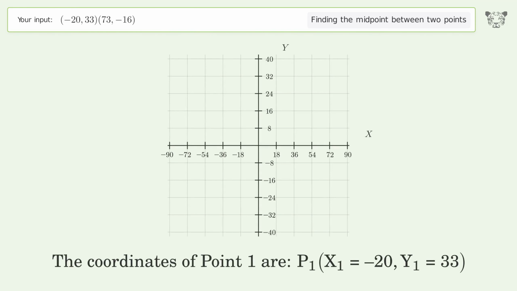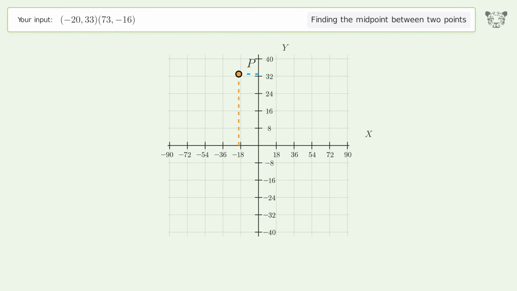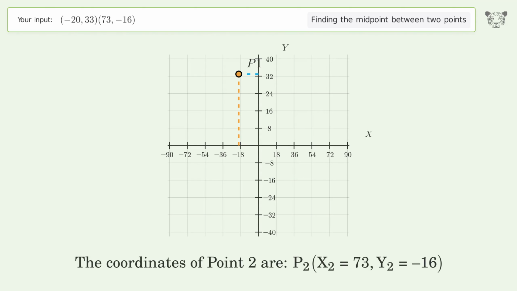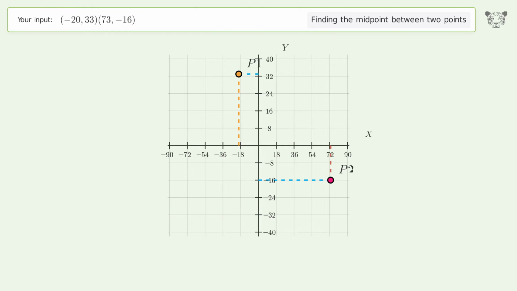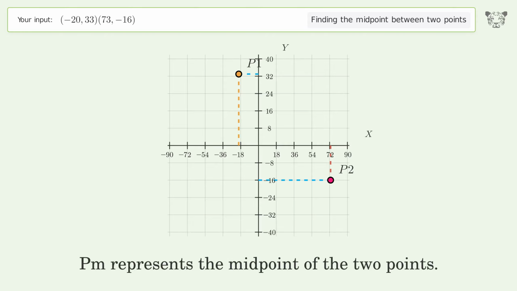The coordinates of point 1 are x1 equals -20, y1 equals 33. The coordinates of point 2 are x2 equals 73, y2 equals -16. PM represents the midpoint of the 2 points.